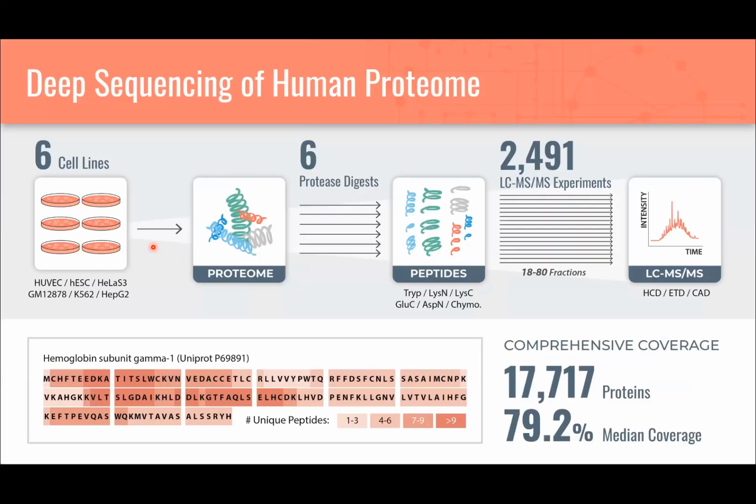So we set out an experiment to see if we could sequence fully every expressed protein. Now, we probably can't reach that goal, but we can try our best. To do this, we have grown 6 human cell lines in culture. We harvest proteins from them separately. We digest those proteomes with 6 different enzymes separately. And then we fractionate and do LC-MS with both ETD and HCD for a total of about 2,500 LC-MS experiments. So that was a lot of work.